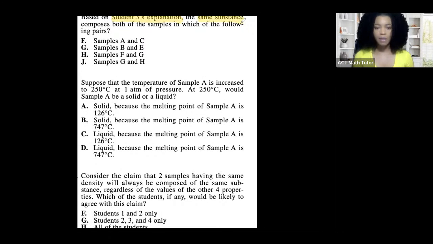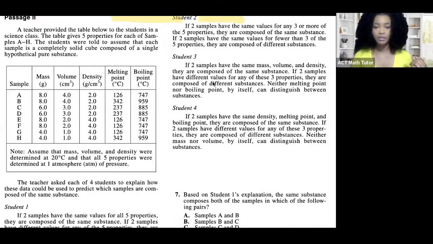So guys, this is the same question you just answered. We're gonna attack it the same way. The only difference is it's based on student 3's explanation this time instead of student 1's. But we're gonna do the same process. So we need to move back over to student 3's information. You should be able to see it on the screen. It says, right here, student 3, if 2 samples have the same mass, volume, and density, they are composed of the same substance.